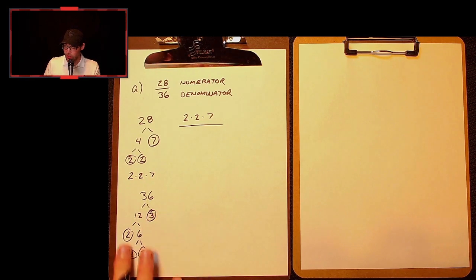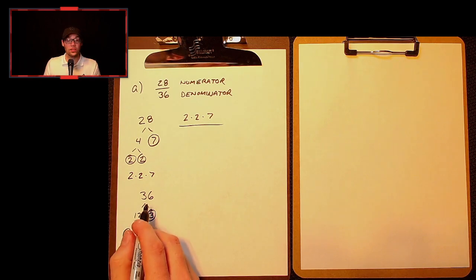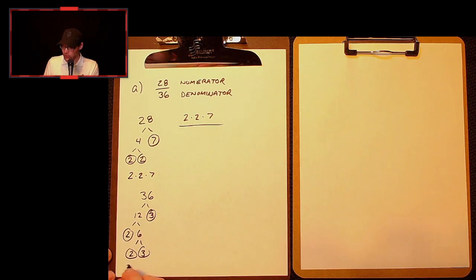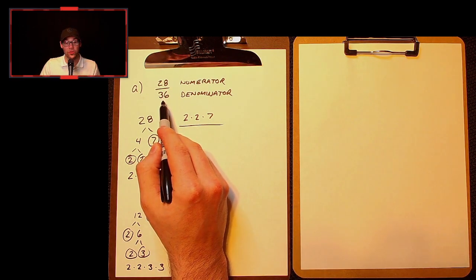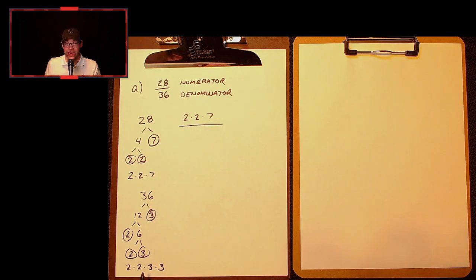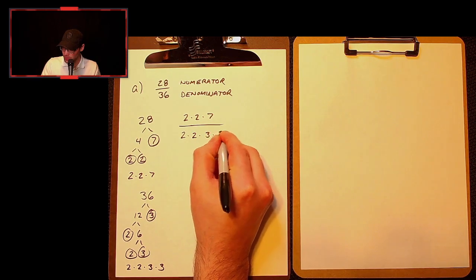So what we see here is we have broken down the tree as far as it can go, and we're left with just prime numbers. If we multiply what we have in the circles, we get 36. 2 times 2 is 4, times 3 is 12, times 3 is 36. So a different way we can write the number 36 is 2 times 2 times 3 times 3. This means I can take the number in my denominator, 36, and rewrite it as its prime factorization: 2 times 2 times 3 times 3.